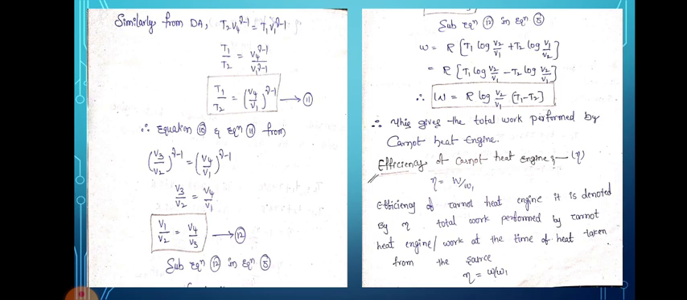So substitute equation number 12 in equation number 5. So therefore W is equal to R of T1 log V2 by V1 plus T2 log V1 by V2. So therefore R into T1 log V2 by V1 minus T2 log V2 by V1. So therefore W is equal to R log V2 by V1 into T1 minus T2. So this gives the total work performed by the Carnot heat engine. This is the very important one.